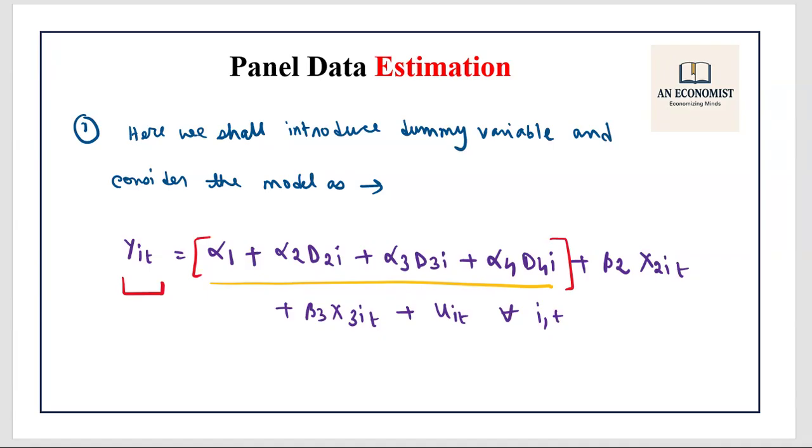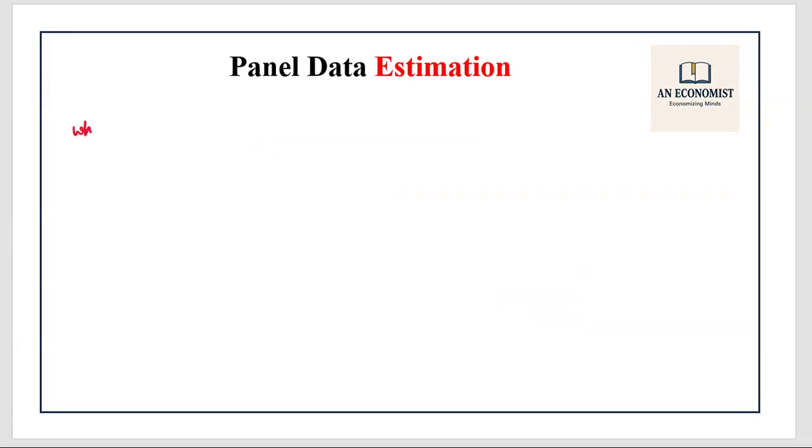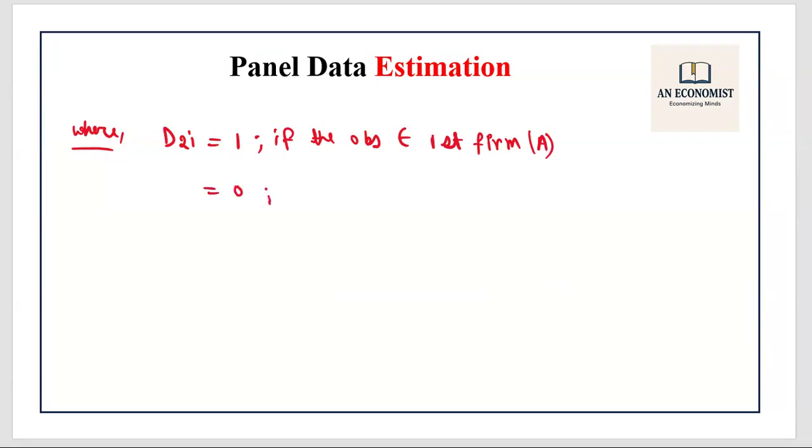Why have we done this? Because if you have this time invariant factor, you cannot find out fixed effect. For finding out fixed effect, you have to first control for the time invariant factor. That is why we use this step. So alpha 1 plus alpha 2 D2i plus alpha 3 D3i plus alpha 4 D4i, and then we will estimate this particular model where we assume that D2i will take the value 1 if the observation belongs to the first firm, which is firm number A, and it will take the value 0 otherwise.